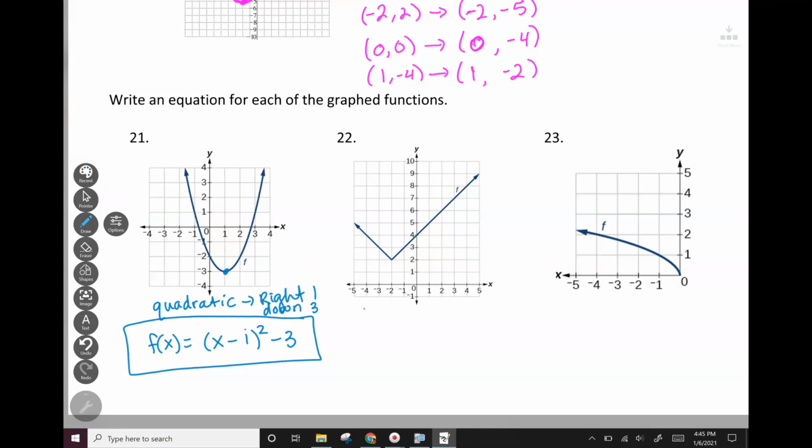Next one, I've got absolute value. Notice the slope is still 1 and -1, so no vertical stretches or compressions. It's still facing up, so no reflections. And so we're just looking at some shifts, some translations. So it looks like it shifted left 2. I'm just looking at the vertex. It also shifted up 2. So absolute value. On the inside, we need to go left 2, so x plus 2. And then it goes up 2, so plus 2.